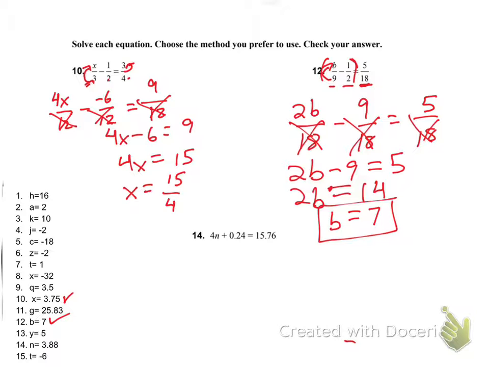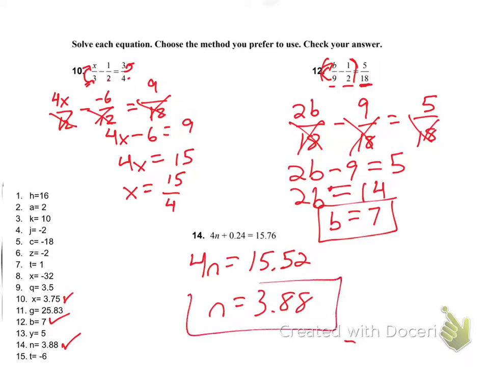All right, 14 you can keep in a decimal. So I'm just going to minus 0.24 on each side. So 4n is equal to, that should be 16, I believe. I'll just do it on my calculator just to make sure I don't screw up. 15.76 minus 0.24. So it's going to be 15.52. I'm going to divide each side by 4. And I'll get 3.88. That's my final answer right there.